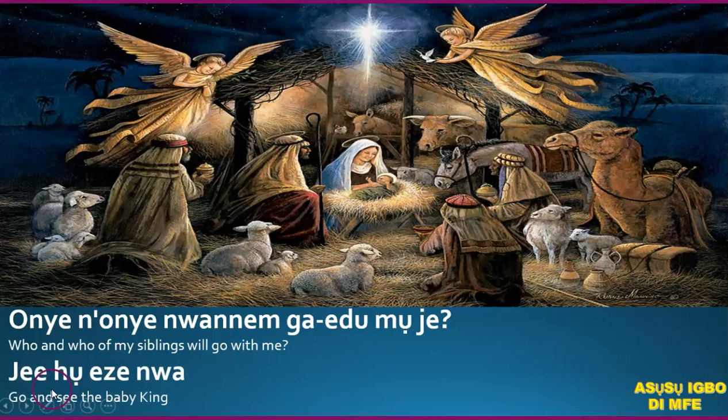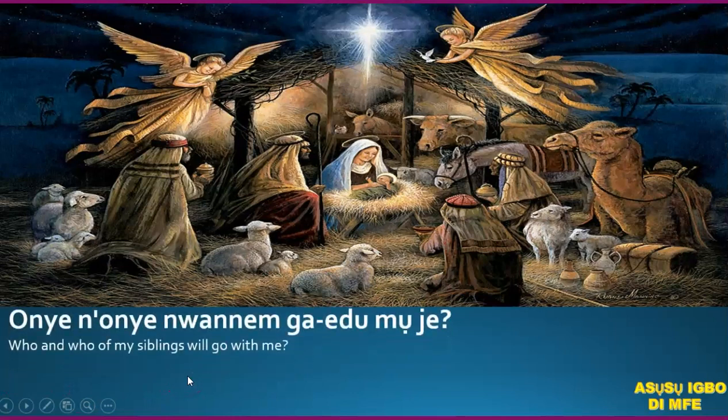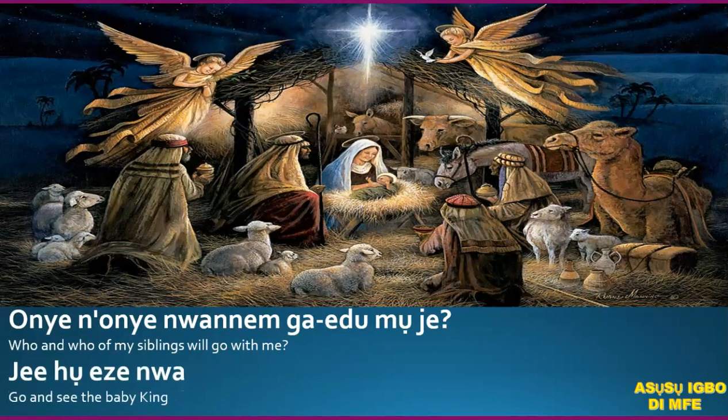And the chorus comes. Je hụ eze nwa. Go and see the baby king. Je hụ eze nwa. Onye na onye nwanne m ga-edu m je. Je hụ eze nwa. Now let's go back to the previous slide. Now let's take it again. Anyị ga-eje hụ eze amụrụ ọhụụ. Je hụ eze nwa. Onye na onye nwanne m ga-edu m je.